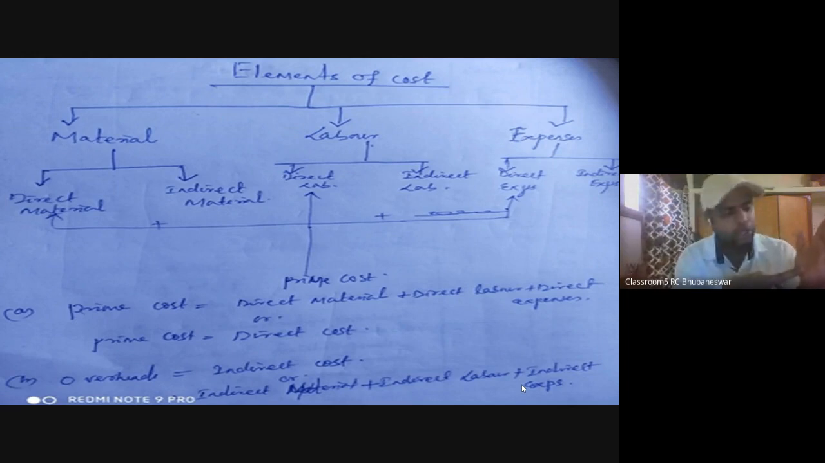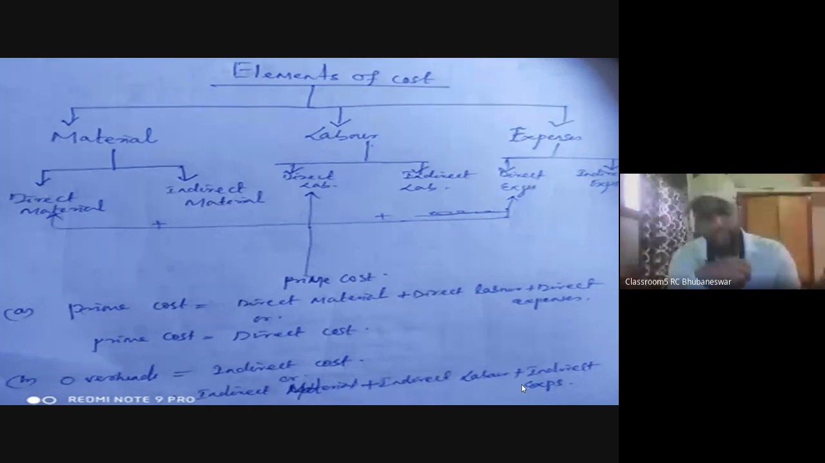Okay, so here it is coming carriage inward. Then insurance of the transit after purchasing the material, so transit insurance is also a direct part. Then loading and unloading charges. The loading and unloading charges which are linked with that purchasing part also come under direct expenses.